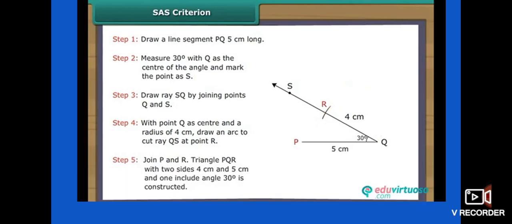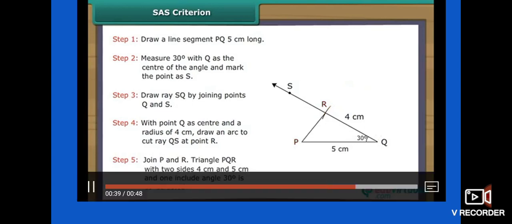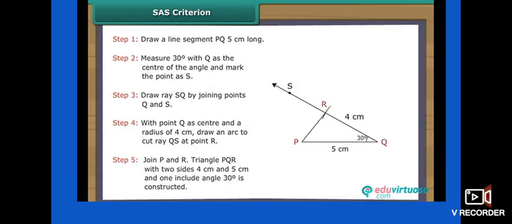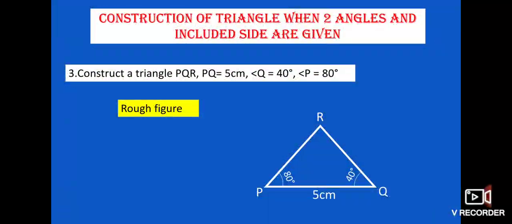That point is point R. Then join P and R. Join P and R, that is PR. So we will get a triangle PQR by the SAS criterion. Okay, SAS criterion. Next, we have to discuss the next criterion, that is, two angles and one side are given.